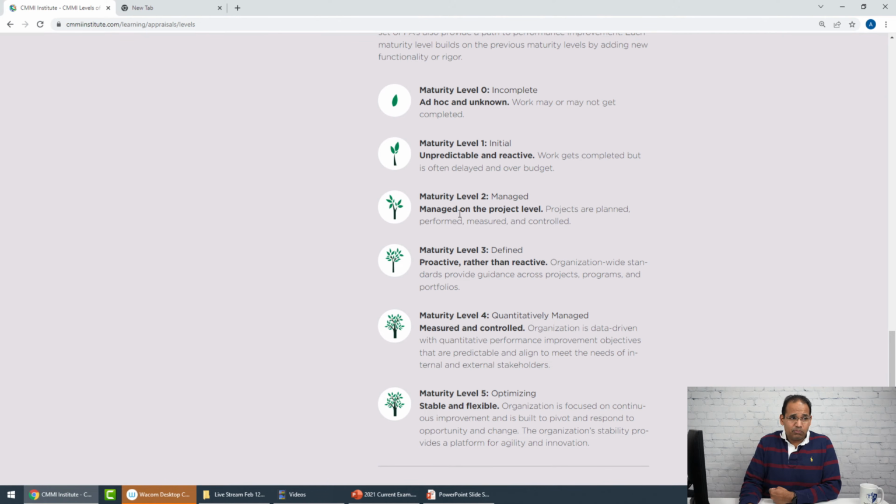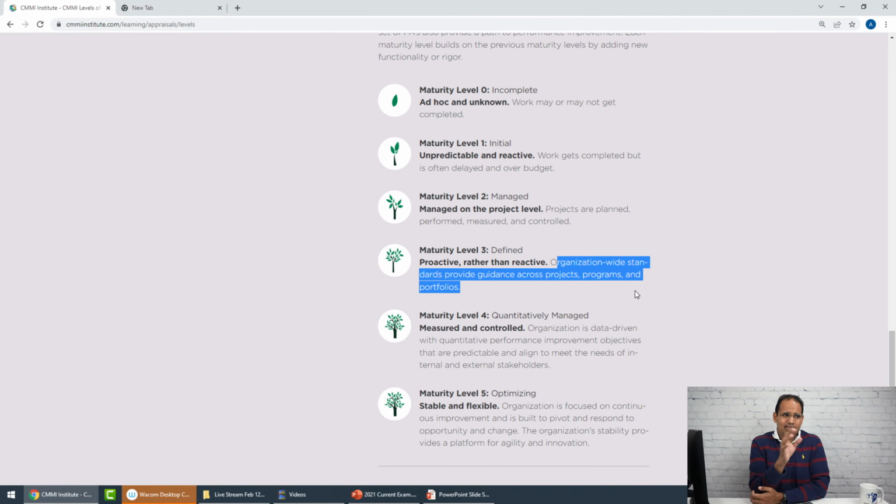Level 2, well, projects are planned, performed, and measured. At a level 3, which you're probably going to get most companies coming in at, the company has good standards across the entire business. So it's not like an ad hoc development, like that guy makes it this way and that guy does it this way.